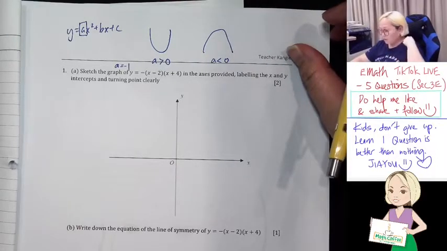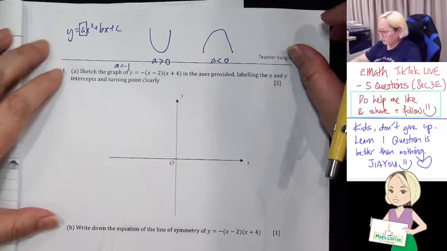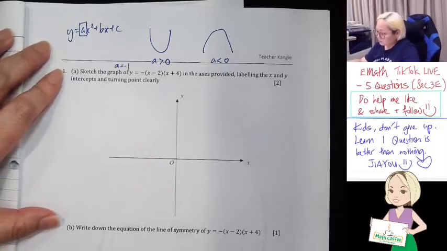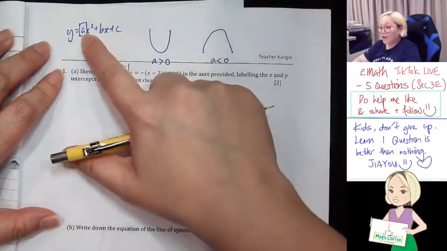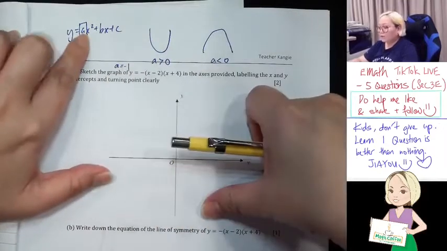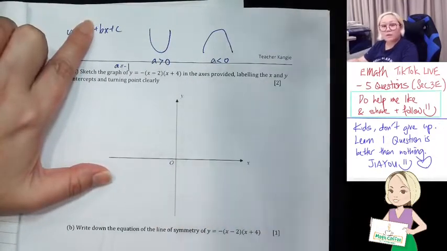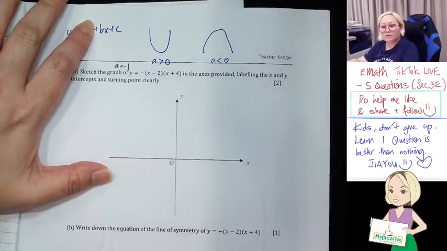Can A be more than or equal to 0 for positive? No. If your A is 0, that means there will be no x squared already, so it will be a straight line graph instead of a quadratic graph. Agree? Okay?